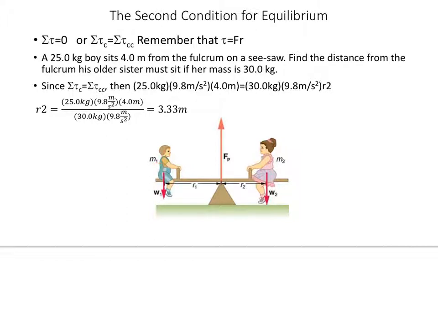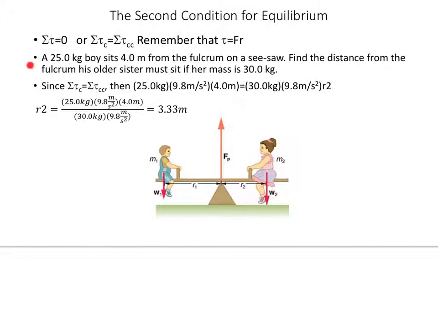So if we look at the two children here on the seesaw, we see that the weight of this child is going to cause a torque that's going to cause the seesaw to rotate around this way, counterclockwise. And this child's weight is going to cause the seesaw to rotate around this way, clockwise. And for the system to be in equilibrium, that torque and that torque must be equal.